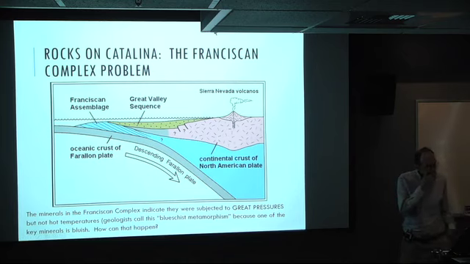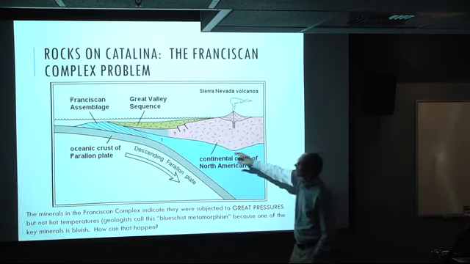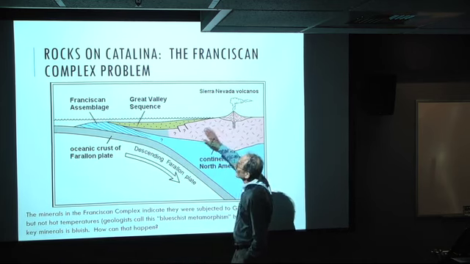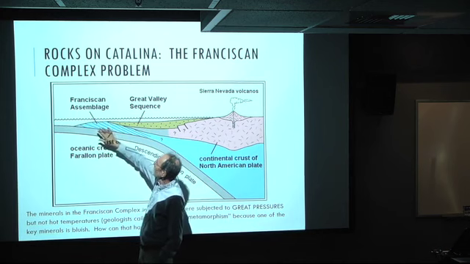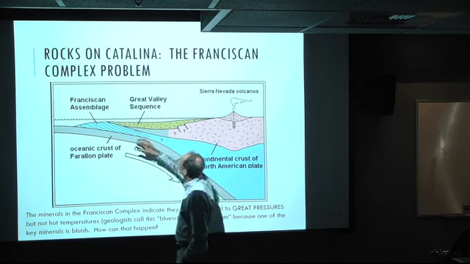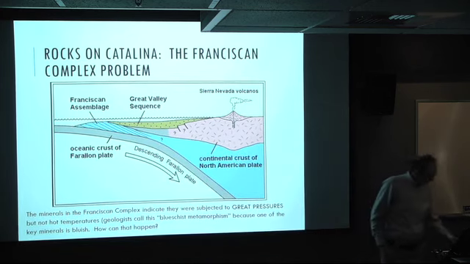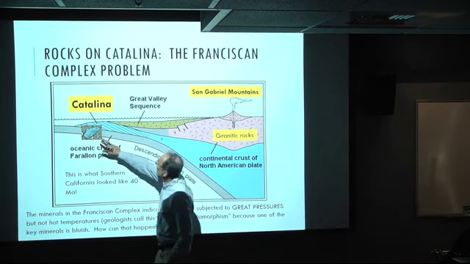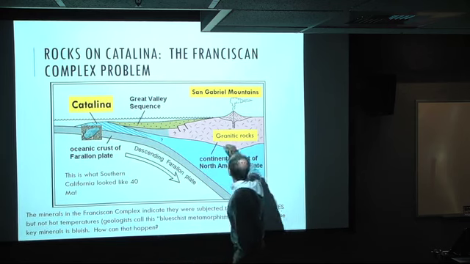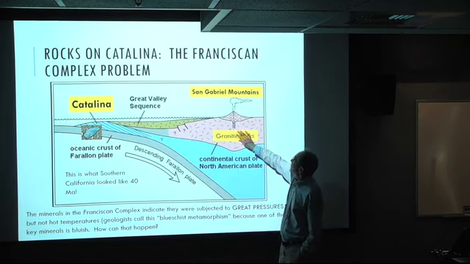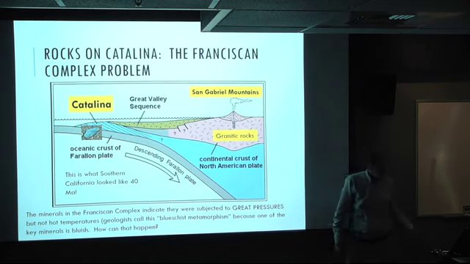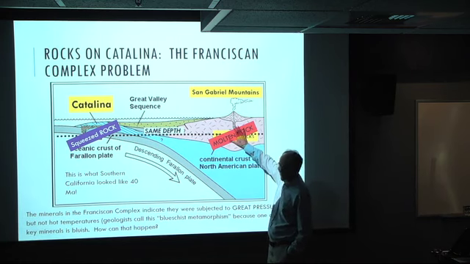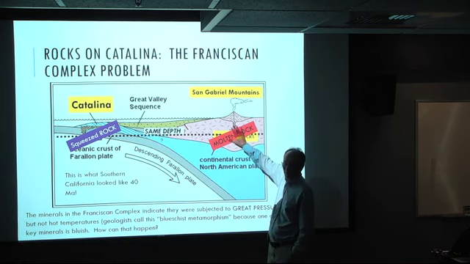So this was that figure we looked at, talking about the Franciscan assemblage, the Great Valley sequence and the Sierra Nevada. The Catalina schist on Catalina is part of the Franciscan assemblage. So here we have Catalina and these blue schists. At the same age and the same time, we have granitic rocks in the San Gabriel Mountains. So here we have molten rock that's slowly crystallizing to form granitic rocks.